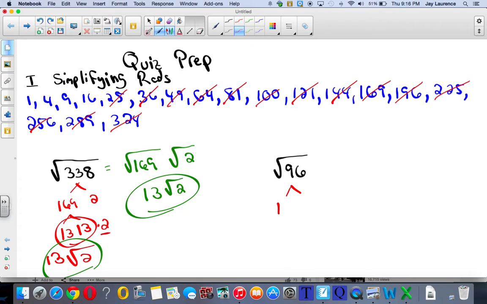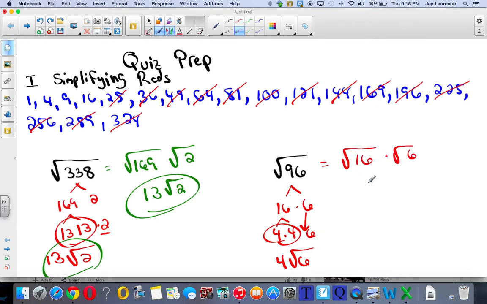So I've got 16 times 6. Now I can do the dating thing if I like. And then the 4s leave the house, go out on a date. 6 is left at home. Or I can think about it this way. Rad 16 times rad 6. Rad of 16 is 4, or rad 6. And notice I get the same answer either way.